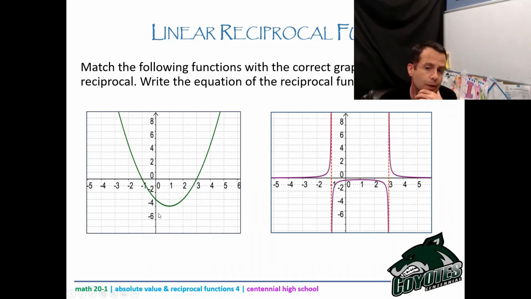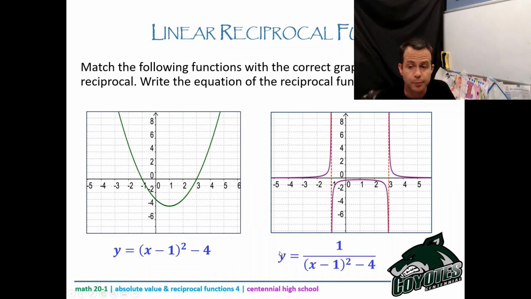If I want the equation of this guy, I know I have a vertex of 1, -4. So that would be x minus 1 all squared minus 4. For an a value, I'm going over 1 and up 1, over 2 and up 4, so the a value is 1. So the reciprocal function would be 1 over that, 1 over x minus 1 all squared minus 4.